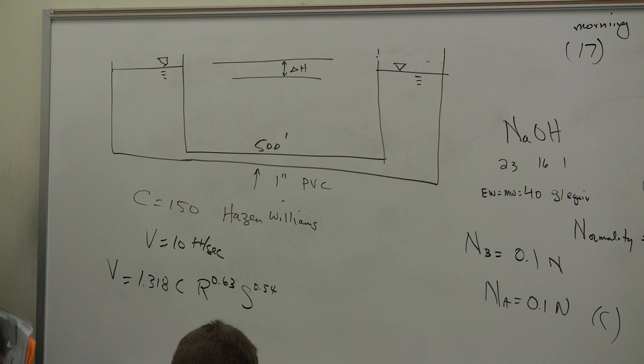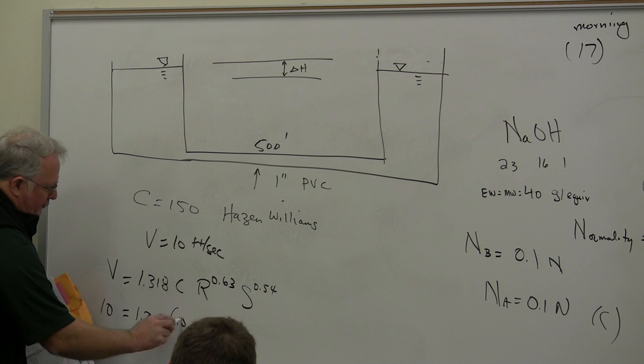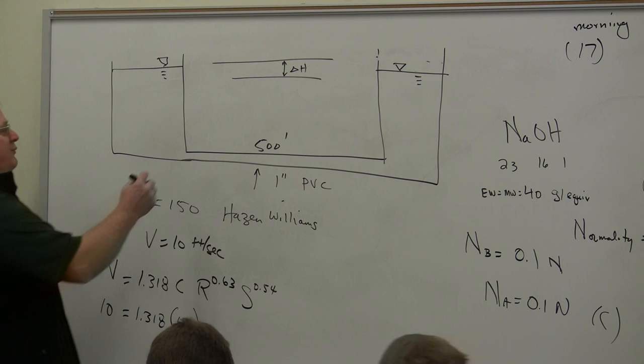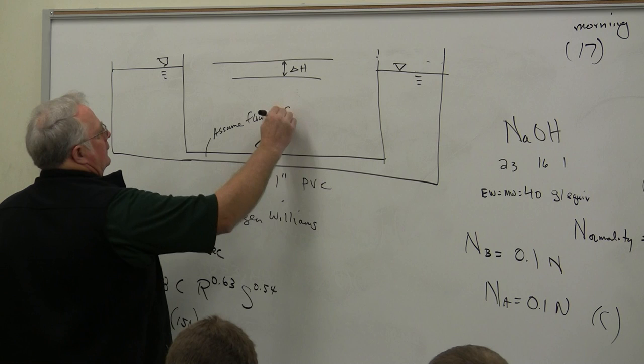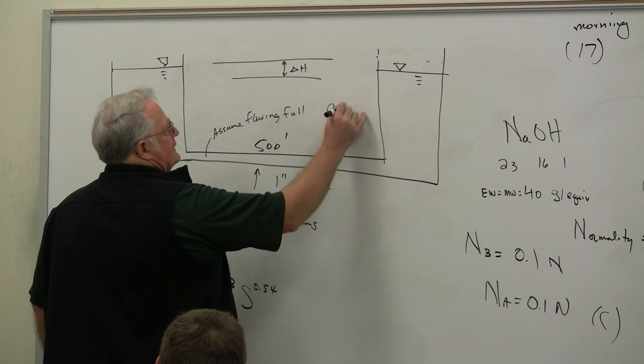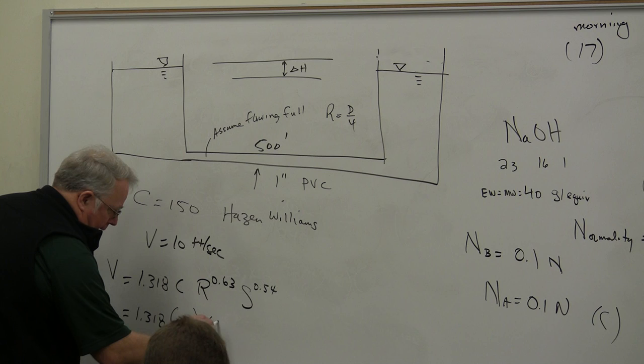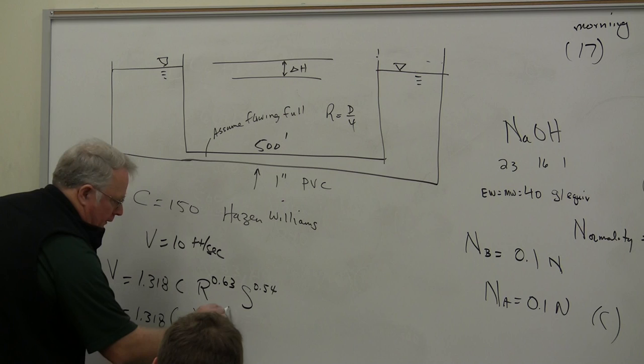All right? So we were given that the velocity is 10 feet per second. 1.318 is a constant. C is 150. We're assuming it's flowing full. There's no reason for it not to flow full, okay? The way this is set up, two tanks and a pipe connecting the two tanks. So what that means is that R is D over 4, okay? I just found it over there. D over 4. And so we're going to have 1/12 divided by 4 to the 0.63 S to the 0.54.